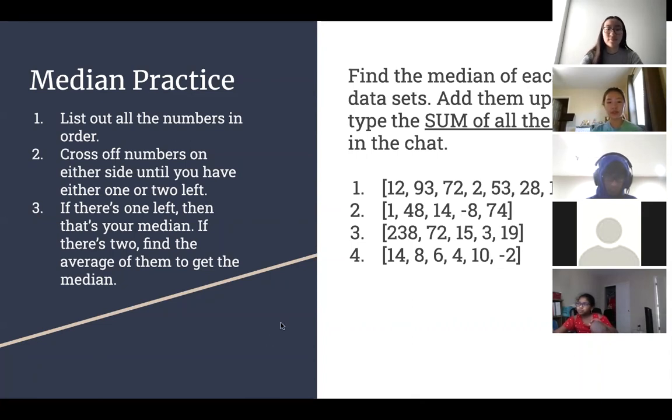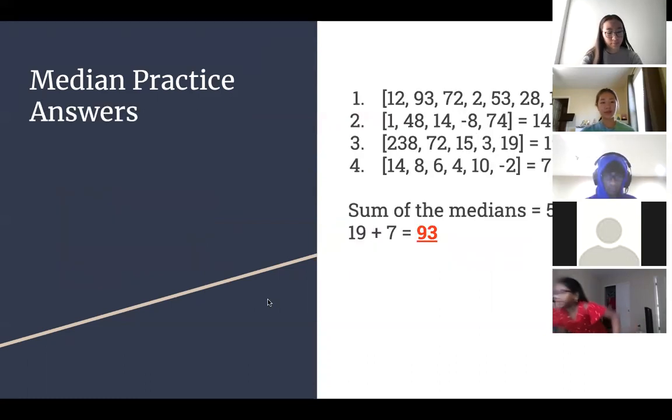So we're seeing some 93s in the chat, and good job, guys. That is the correct answer. For the first one, it was 53, the second one, 14, the third one, 19, and the fourth one, 7. And even if there's negative numbers, you just sort it from least to greatest.